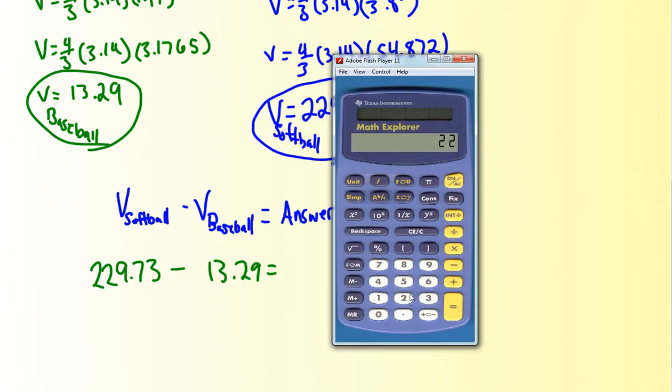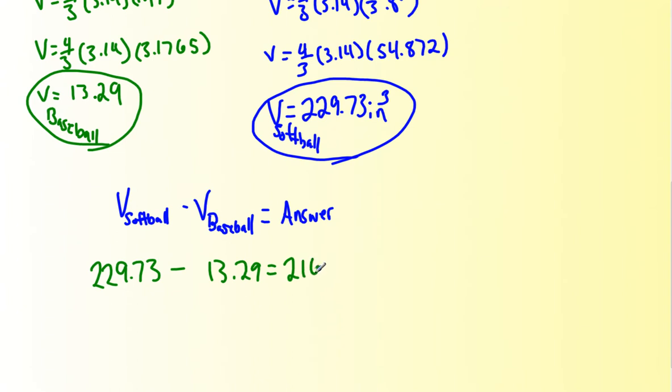Clear. 229.73 minus 13.29 equals 216.44 inches cubed. So a softball is 216.44 inches cubed greater in volume than a baseball.